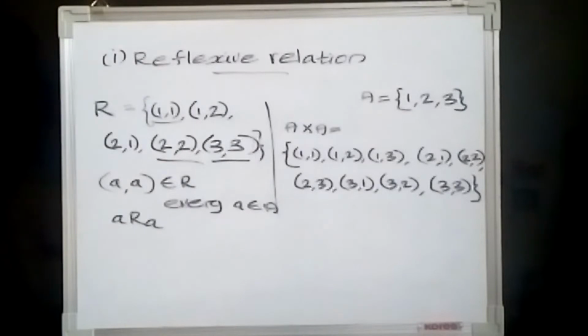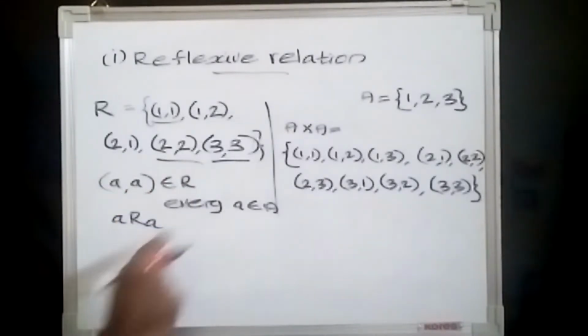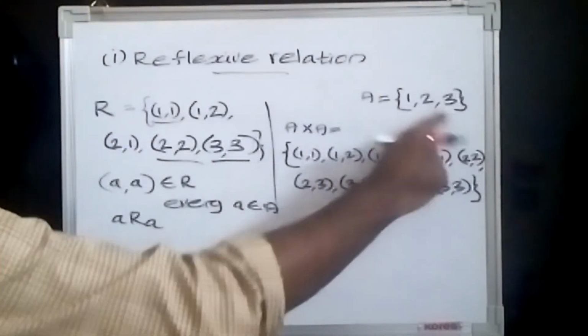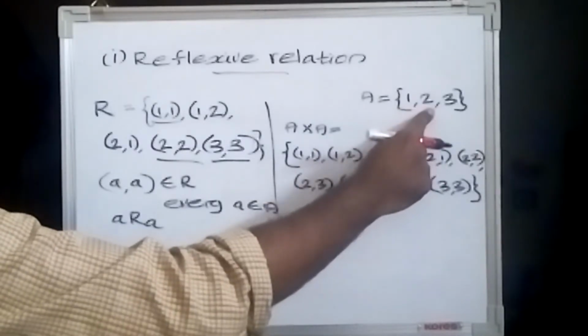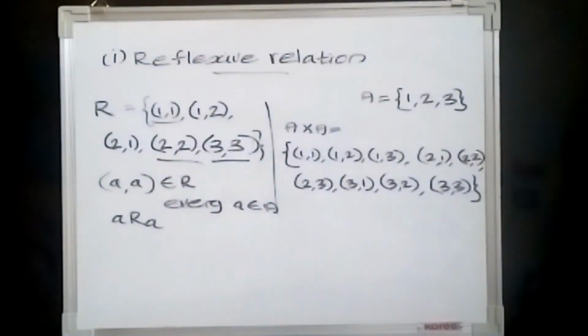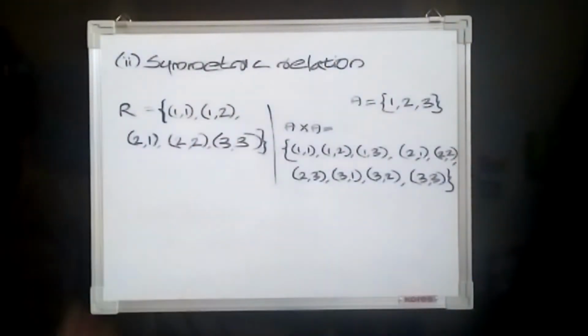Again we explain the definition of a reflexive relation. If a relation R in the set A is a reflexive relation, then a is related to a, or (a, a) belongs to R for every a belongs to A. Thus, if A equals the set {1, 2, 3}, then 1 should be related to 1, 2 should be related to 2, and 3 should be related to 3 for it to be a reflexive relation. The next one is a symmetric relation.